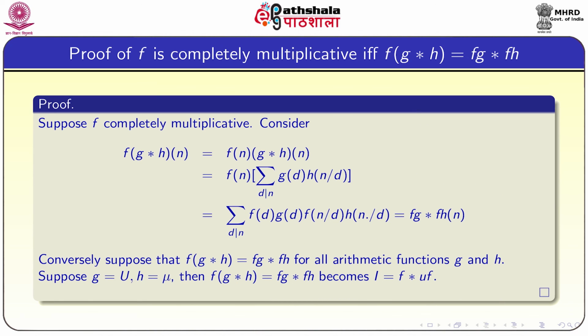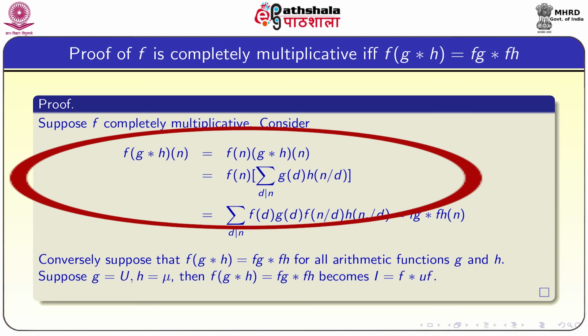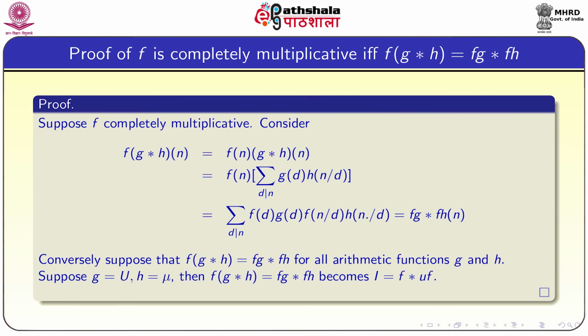So, which is equal to f of n into g star h of n. So, that is by component wise multiplication, which is equal to f of n into now g star h of n by convolution product, that is summation d divides n g of d into h of n by d. So, that is summation d divides n f of d into g of d into f of n by d into h of n by d. So, that is clearly you can see that f g star f h of n.